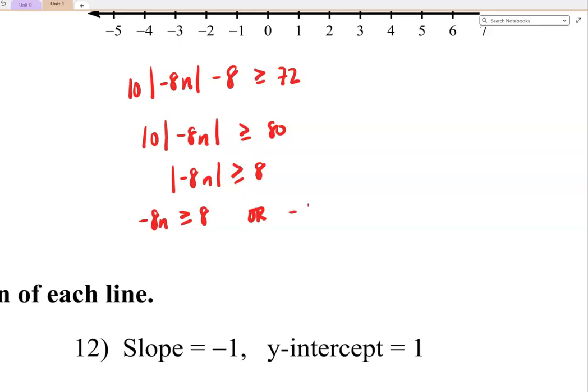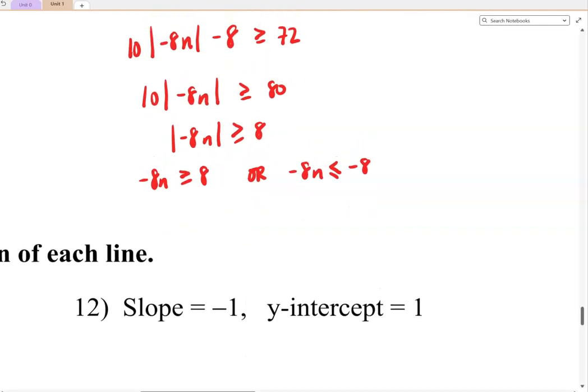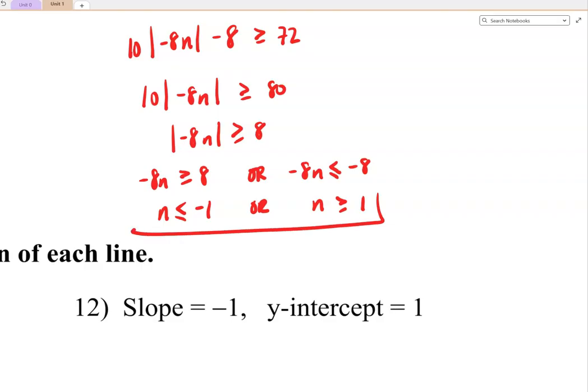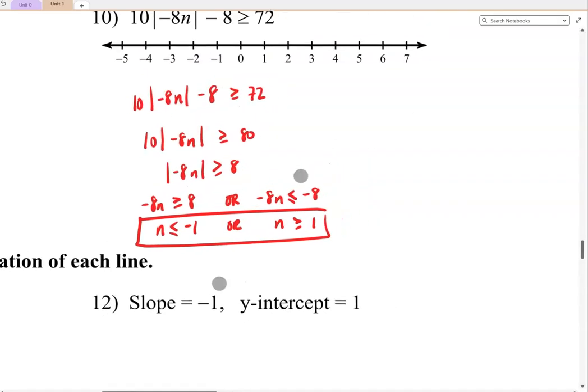And the other phrase would be negative 8n, and I have to change the direction here because I'm changing the value of my 8 from positive to negative, and we can continue to solve. So I'm going to divide both sides by negative 8, and that's interesting because since I'm dividing by negative 8, we're going to go ahead and switch our signs here. n has to be less than or equal to negative 1. Or when I divide by negative 8 here, negative 8 divided by negative 8 becomes positive 1, but I change the direction of the sign, and n would be greater than 1.